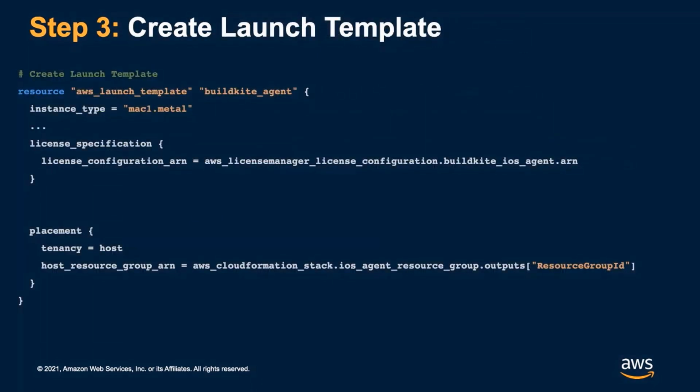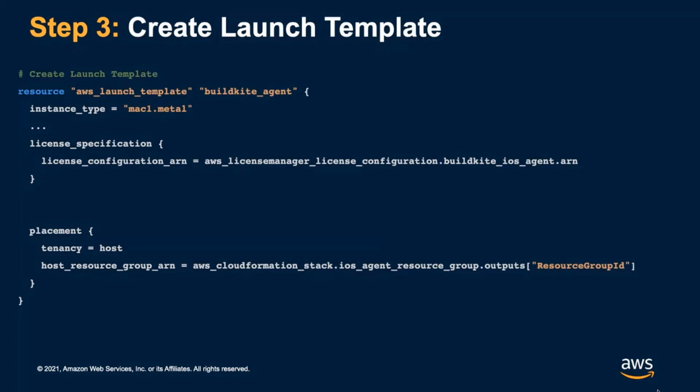Now we have created the dedicated host group and the license configuration. We can use that to create a launch template, which then can be used to create an EC2 Mac instance autoscaling group. In this launch template resource block, you can see that I say, hey, this launch template should launch an instance type such as mac1.metal, which is the EC2 Mac instance type. And here I'm using the license configuration that we created earlier in the license specification block. You can see I refer to it as aws_licensemanager_license_configuration.bilkai_ios_agent.arn.